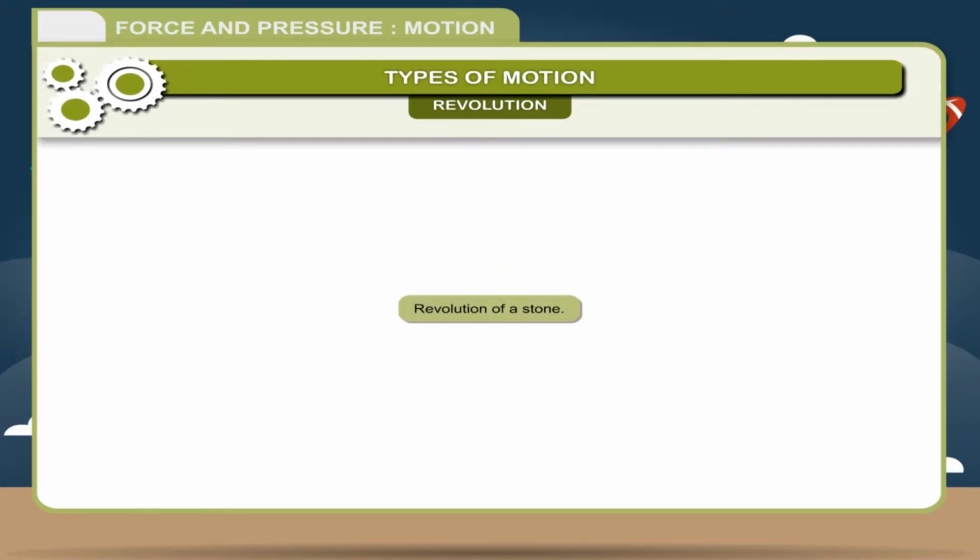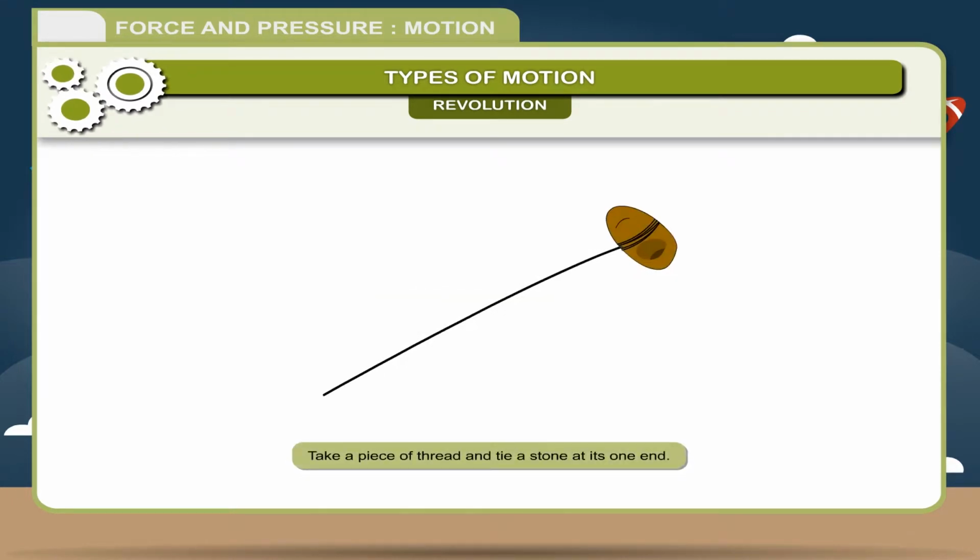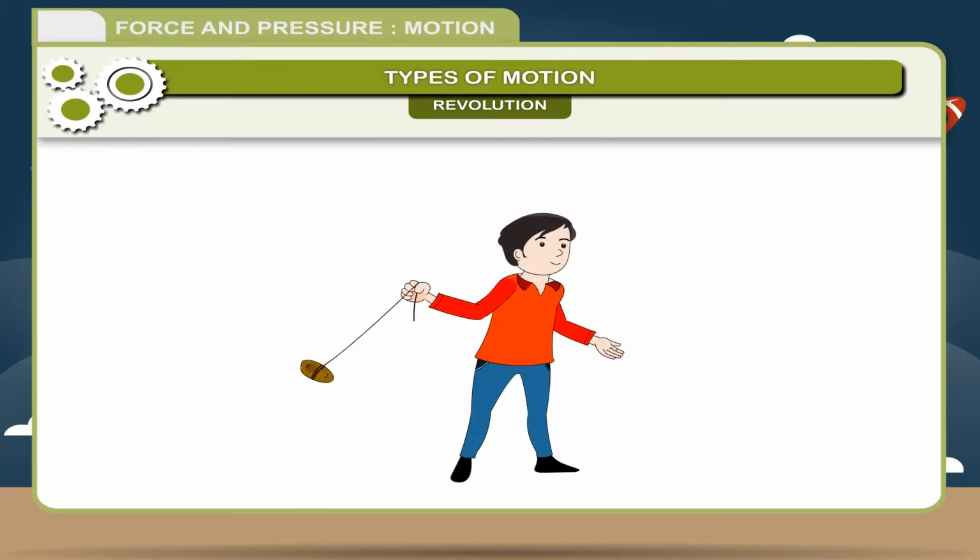Activity: revolution of a stone. Take a piece of thread and tie a stone at its one end. Whirl it around your hand. The stone moves in a circular path. The distance of the stone from your hand remains the same.